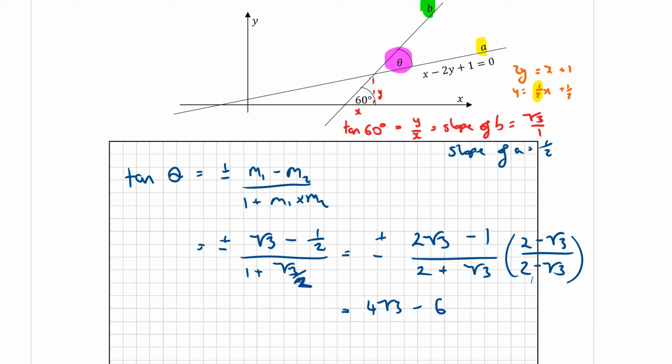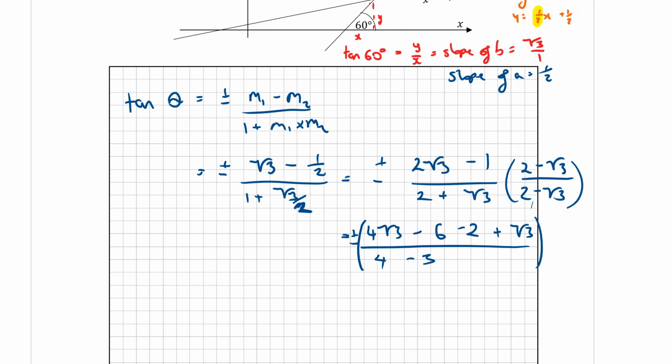Then you've got minus 1 times 2, which is minus 2, and minus 1 times minus root 3, which is plus root 3. Bottom will just tidy up to 2 times 2, which is 4, plus 2 times minus root 3, which is minus 2 root 3, plus root 3 times 2, which is plus 2 root 3, and root 3 by minus root 3, which is minus 3. So that's equal to, if I tidy all that up, plus or minus minus 8 plus 5 root 3. That's what tan of theta is equal to.